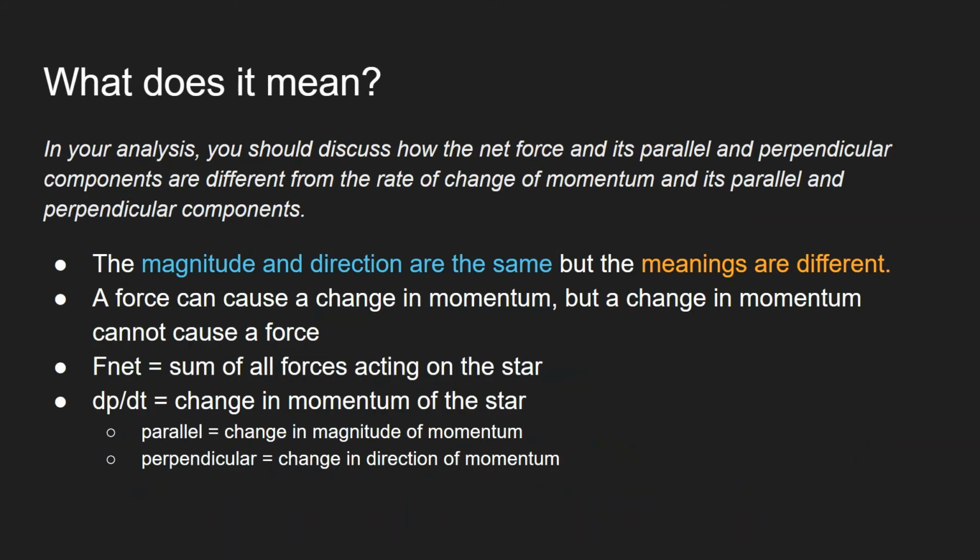The magnitude and direction are the same for the net force and its parallel and perpendicular components compared to the rate of change of momentum and its parallel and perpendicular components. But the meanings are different. A force can cause a change in momentum, but a change in momentum cannot cause a force. F net basically means the sum of all forces acting on the star. dP dt is the change in momentum of the star, and its parallel component means the change in magnitude of the momentum, and perpendicular component means the change in direction of the momentum.